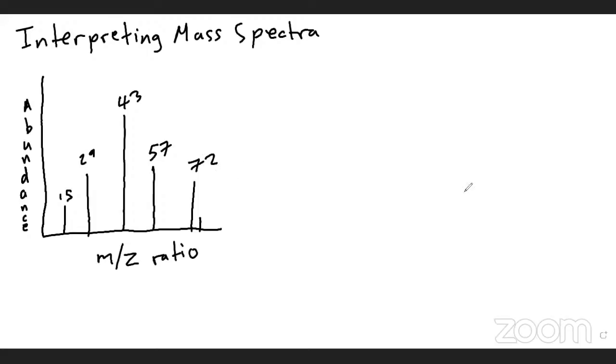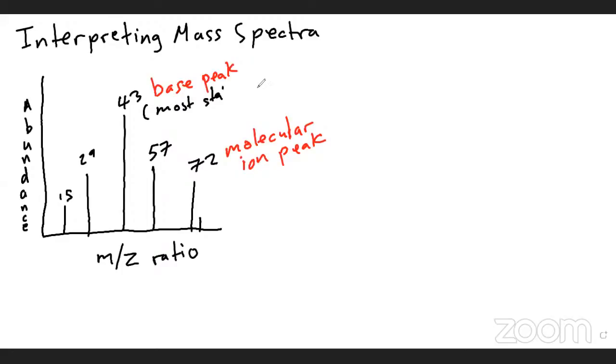And that one is your molecular ion peak. All right. The tallest peak now, which is this one here. So the tallest peak, we refer to it as the base peak. And the tallest peak, it is your most stable fragment. So the base peak, it is the most stable fragment.